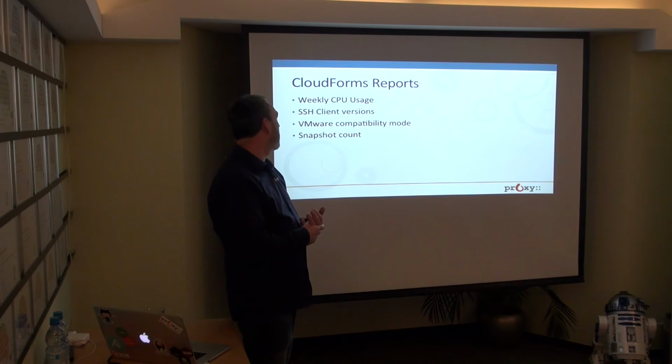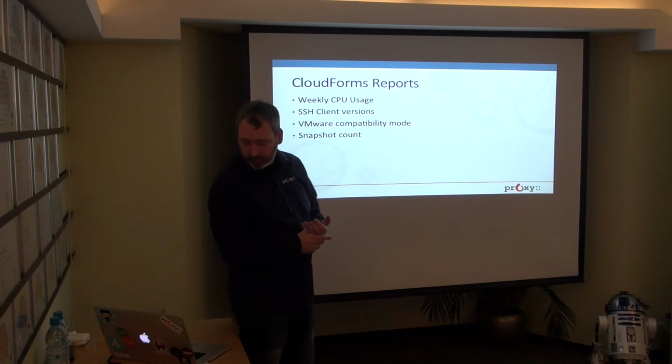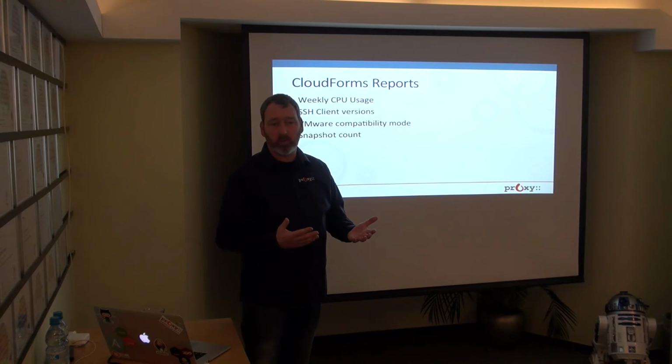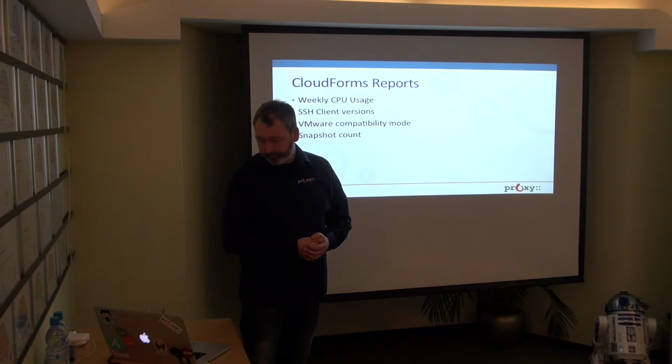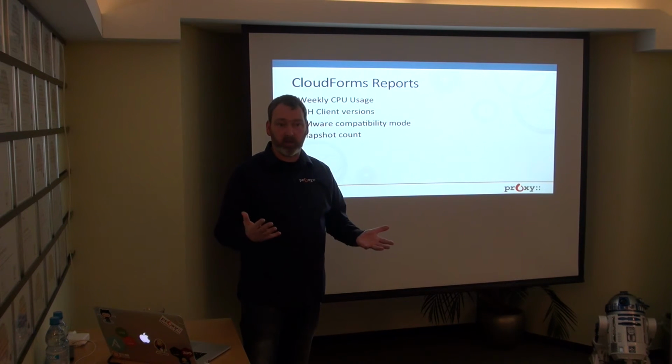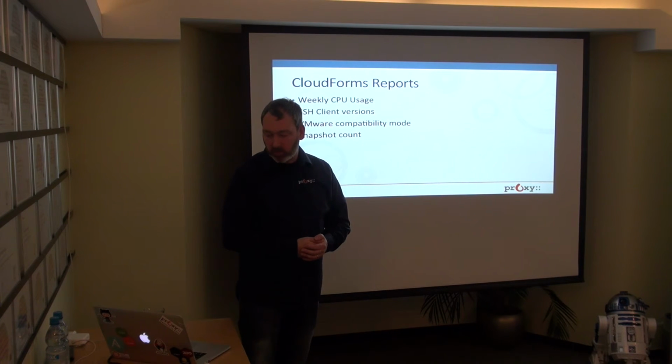Other than that, we are using the reporting function of CloudForms. It's very basic at the moment because we haven't agreed with the customers on which reports they want and which reports we can deliver. So mostly the weekly CPU usage is delivered. For ourselves, we check SSH client versions, the VMware compatibility mode of new VMs, and also the snapshot counts in VMware. In my point of view, the snapshot count in VMware is a lot easier to do in CloudForms than with some scripting against your vCenter server.